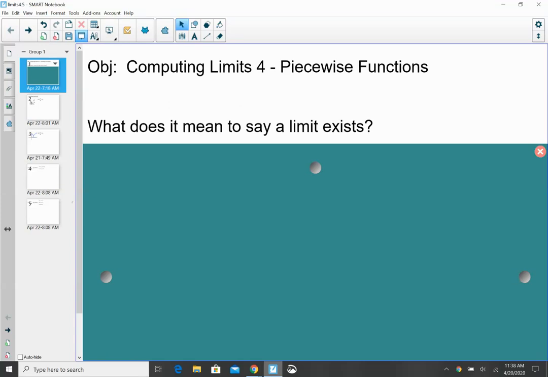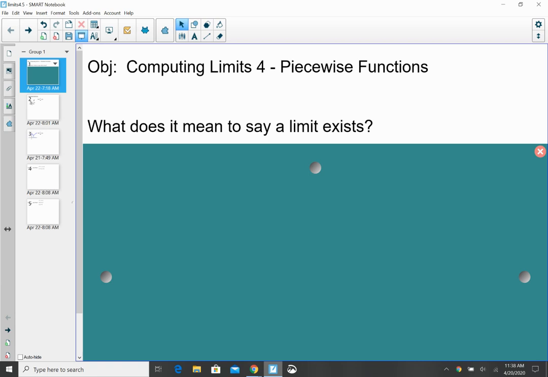Hey guys, today we're going to be looking at piecewise functions. So we'll just do a little recap of what a piecewise function is. And we're looking at the limits of these piecewise functions and the different pieces. Well, we'll talk about that in a second.